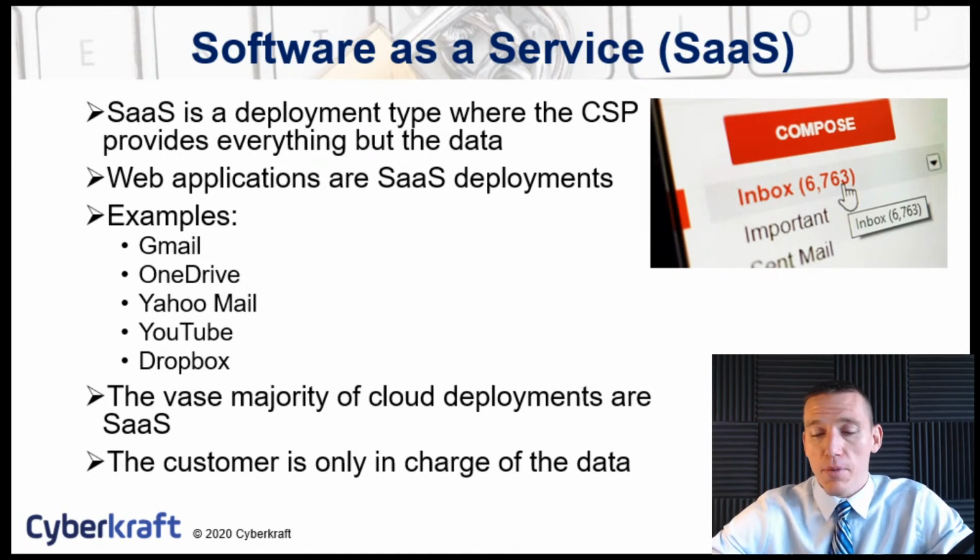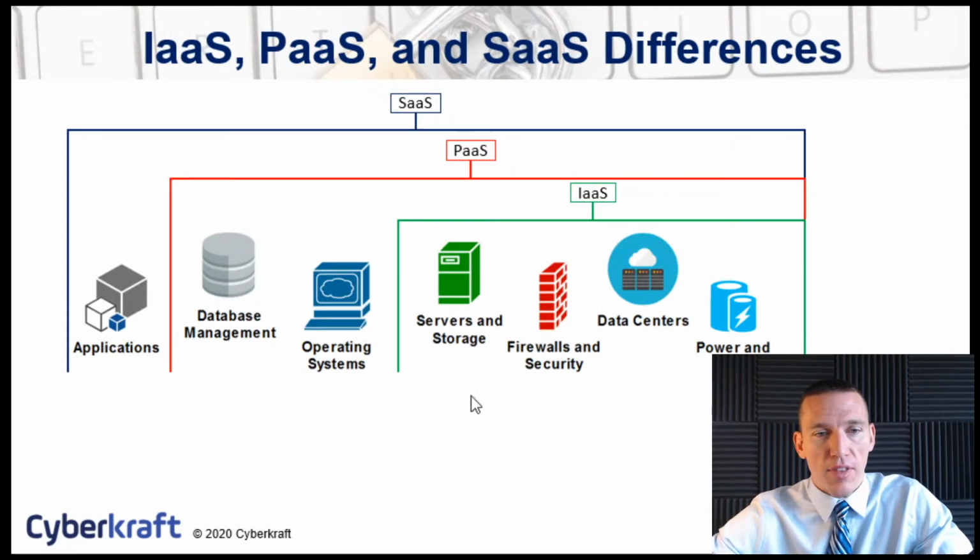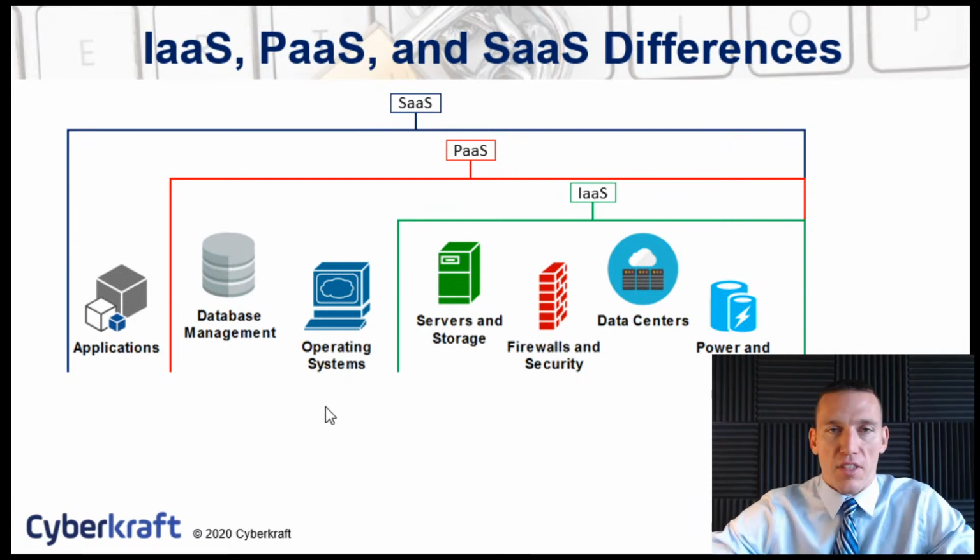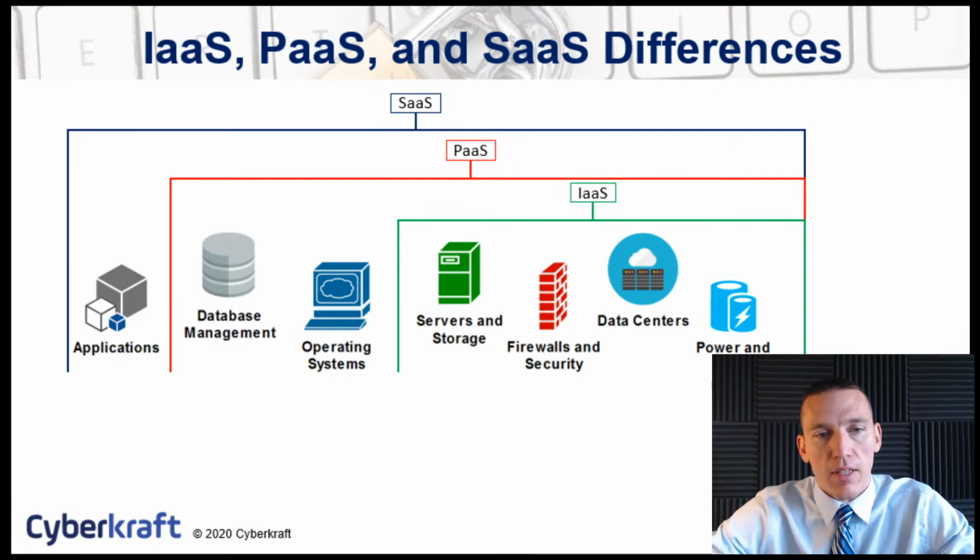So those are the three main types. And here we have this visualized. Remember, in infrastructure as a service, you have all of these four: power, data, security, servers, and storage. And then as each deployment model grows, with platform as a service, it would be inclusive of all of these. And software as a service would include all of these. And then the customer would be in charge of the data, and that would be outside of each of these deployment models. So I hope this helps visualize the differences between the deployment models.